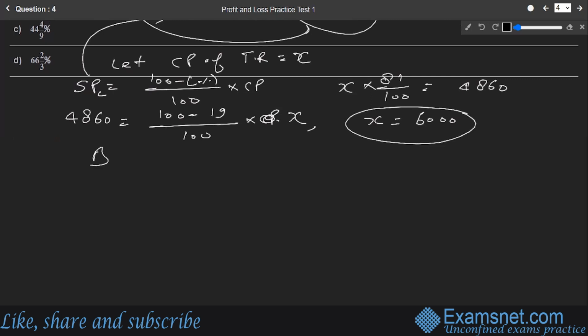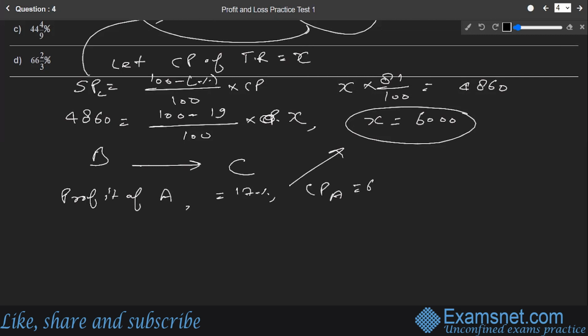Okay, B has sold it to C at such a price such that A would have got 17% profit. So let us find out what is the 17% profit of A. Profit of A has to be 17%, and we already know the cost price of A is 6,000 rupees.